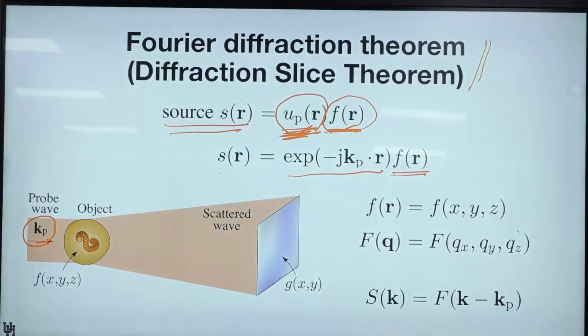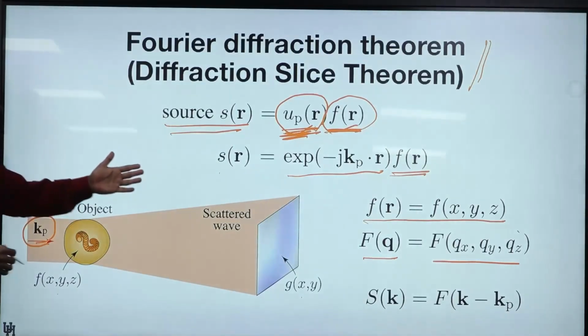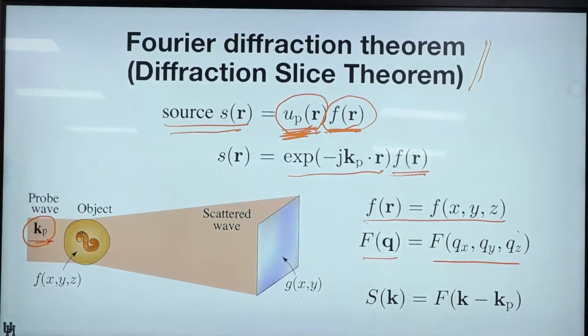Now we do the same thing as before. So you start with the object, which is in f(x, y, z) space. Take the Fourier transform of the object. Let's call it F of q_x, q_y, q_z, the Fourier domain variables for x, y, z. And so this will be the vector F of capital Q. So this is the Fourier transform of the object you are trying to measure.